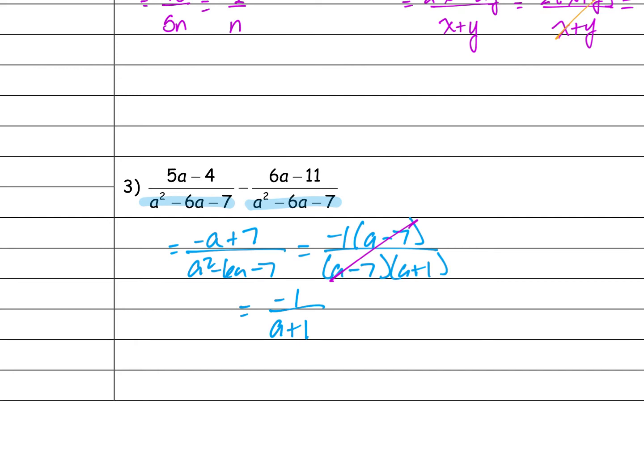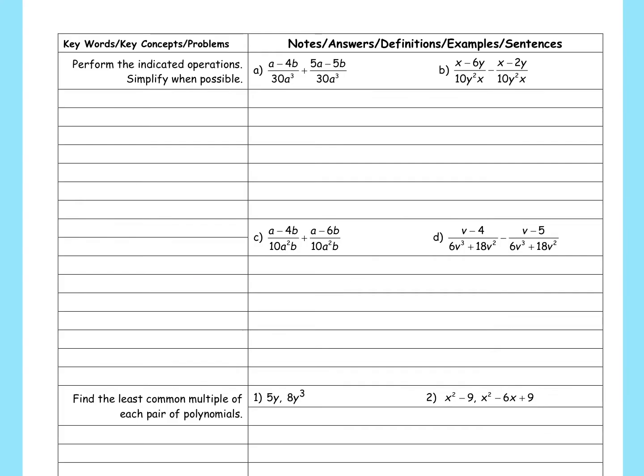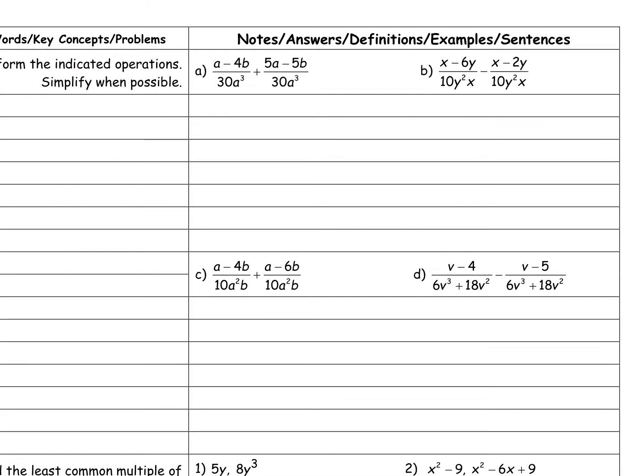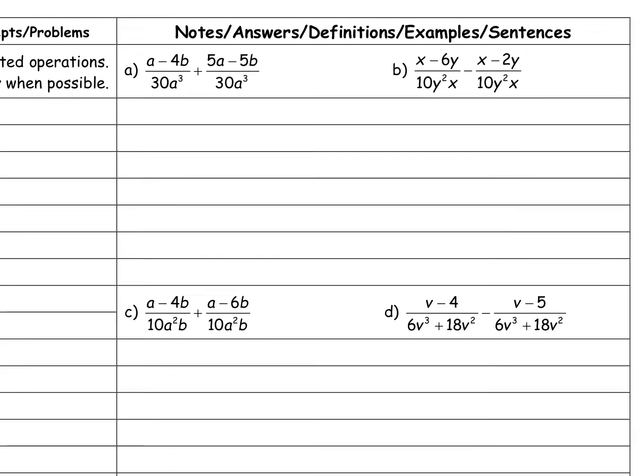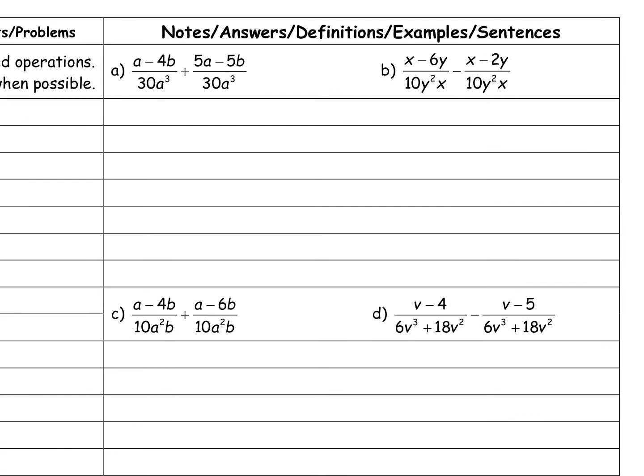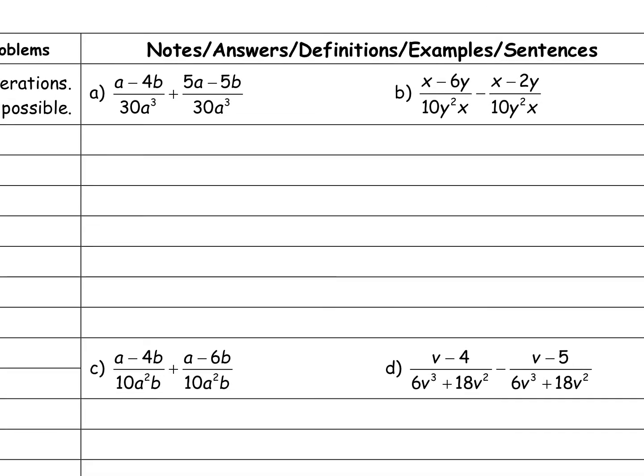Okay? Questions? All right, let's have you guys do it. There's 4 problems right there. Just add the top, right? So on this one I get, let's see, 6a minus 9b all over 30a cubed.